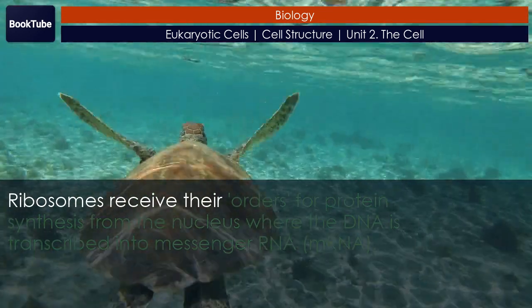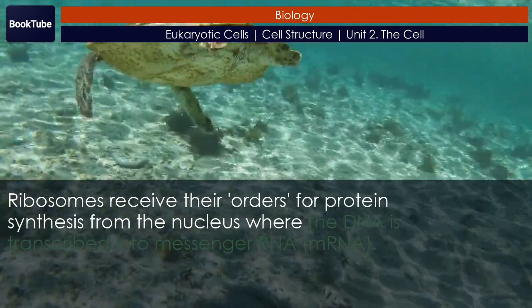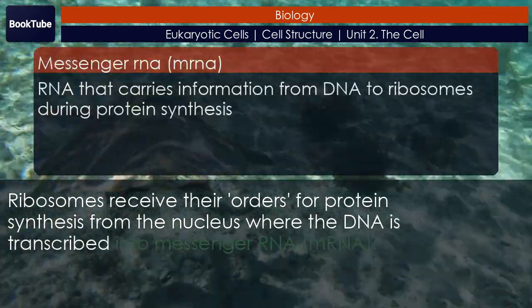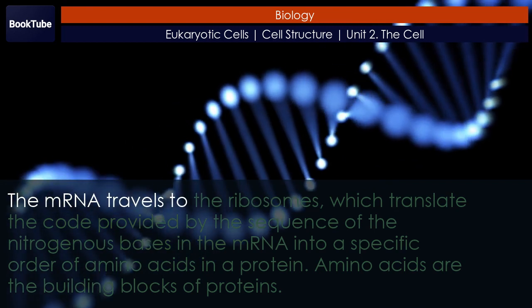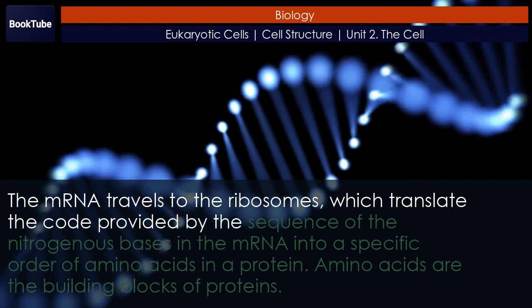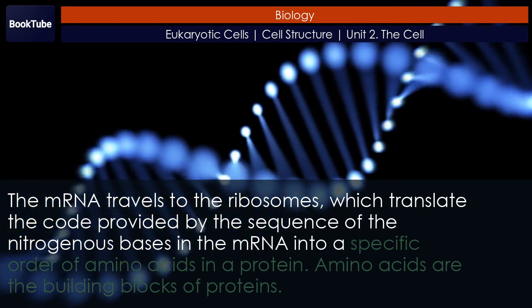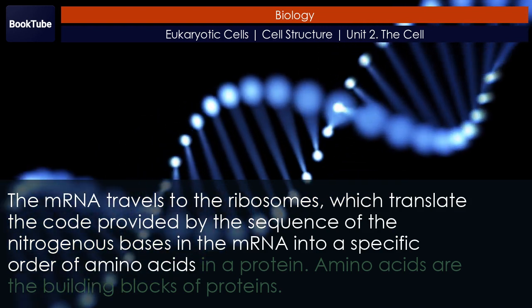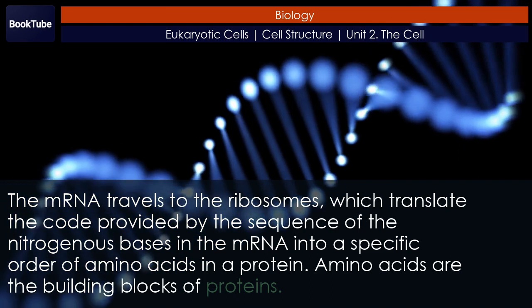Ribosomes receive their orders for protein synthesis from the nucleus where the DNA is transcribed into messenger RNA, mRNA. The mRNA travels to the ribosomes, which translate the code provided by the sequence of the nitrogenous bases in the mRNA into a specific order of amino acids in a protein. Amino acids are the building blocks of proteins.